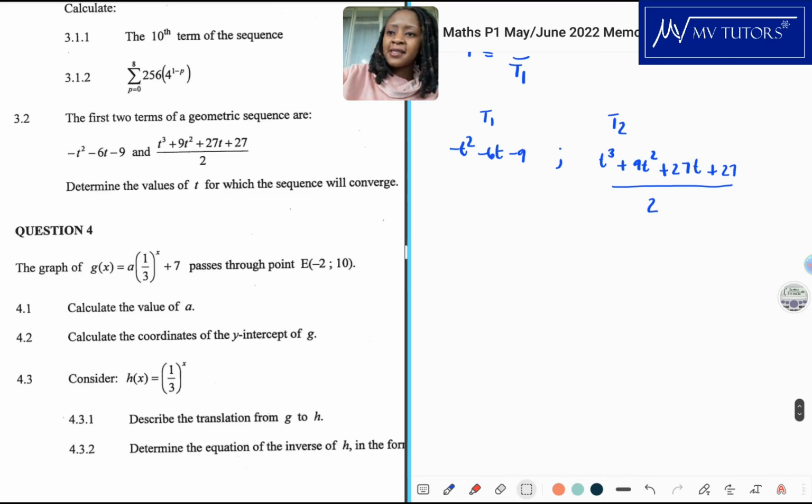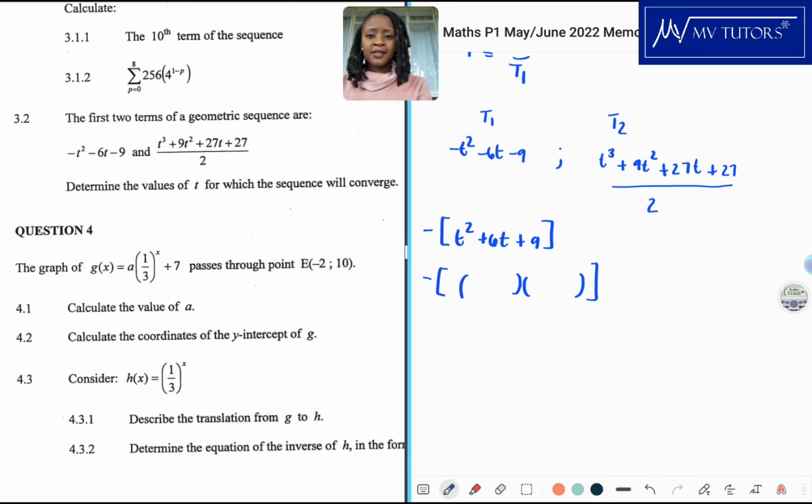Like I said, I do not like working with a negative in front of t squared. I'd rather take it out. So then I have t squared plus 6t plus 9. Here I can tell that I can use factors. Factors of 9 are 1 and 9. 1 and 9 won't give me 6, but 3 and 3 will give me 6. So I know that I have t, 3, 3. And because I have a positive here, it will definitely be that. So my final answer would be negative (t plus 3) squared.